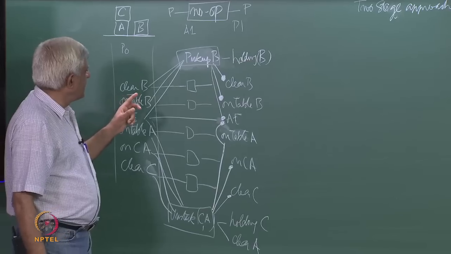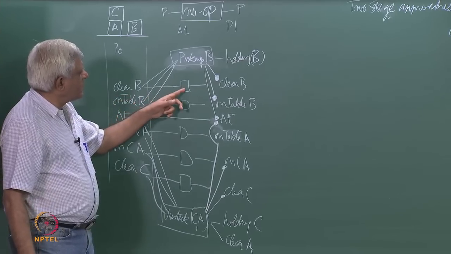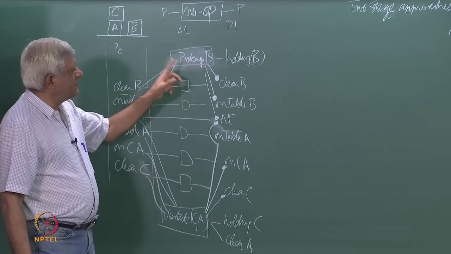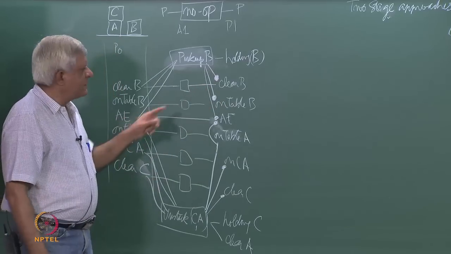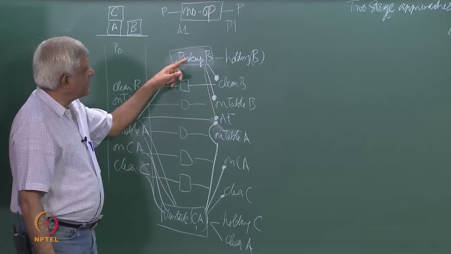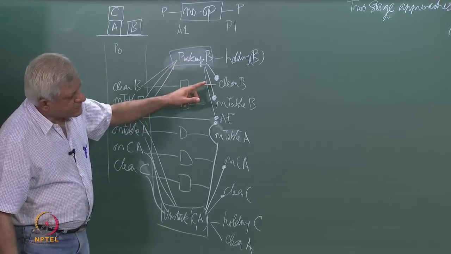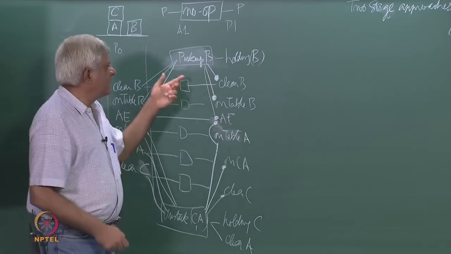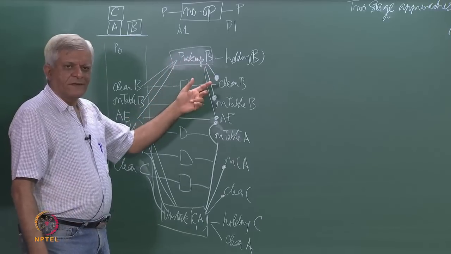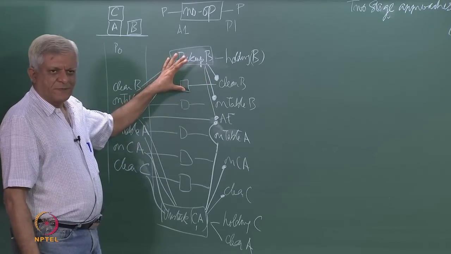You can also see that this no op is mutex with pickup B, because this no op is producing clear B and this pickup B is deleting clear B. So, the second clause, which says that one of them is producing it and the other one is deleting it, means these two actions cannot happen in parallel.